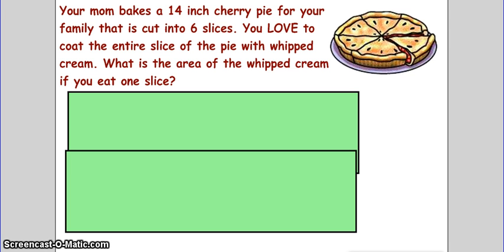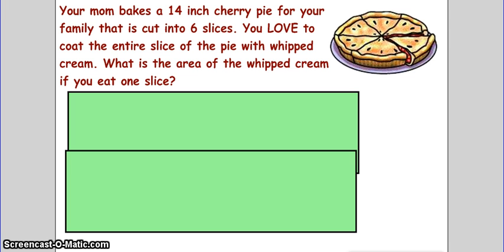So, the problem states, your mom bakes a 14-inch cherry pie, and just as a reminder, the 14 inches refers to the diameter, for your family that is cut into 6 slices, and I have a picture to represent that. You love to coat the entire slice of the pie with whipped cream. I mean, who doesn't? What is the area of the whipped cream if you eat just one slice?